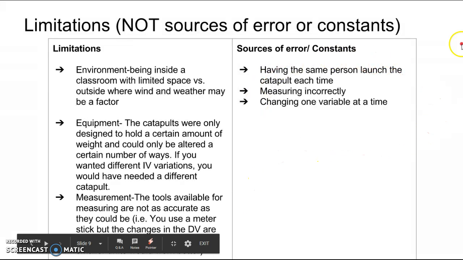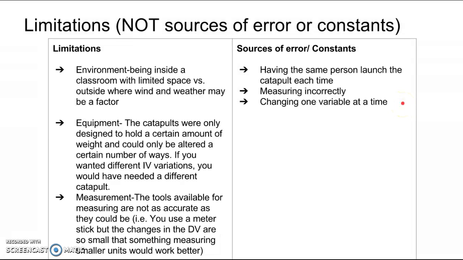A source of error, on the other hand, or a constant, those are things that people actually did wrong, and they can actually lead to inaccurate results. So a constant that you want to consider, which a lot of you put for your limitation, would be having the same person launch the catapult each time. That's not a limitation. That's something you want to keep constant in your experiment. Measuring incorrectly, that would be a source of error. That's human error, and that means that you probably will get the wrong results.